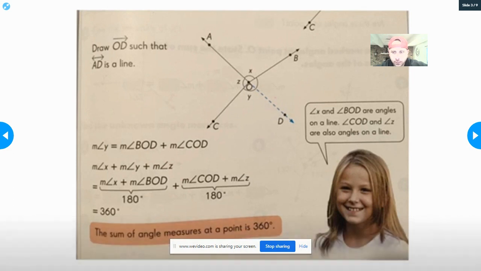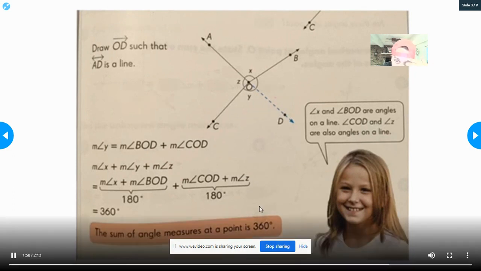So if this is a straight line, we know that's 180. We know that angle X plus whatever angle this is here are supplementary. They add up to 180 together. Okay, so let's explore some exercises around this idea of angles at a point.